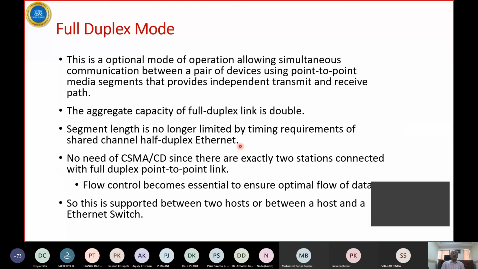Okay. So this allows, see, I told you that on a bus it is half duplex, but with star topology, you can have full duplex.